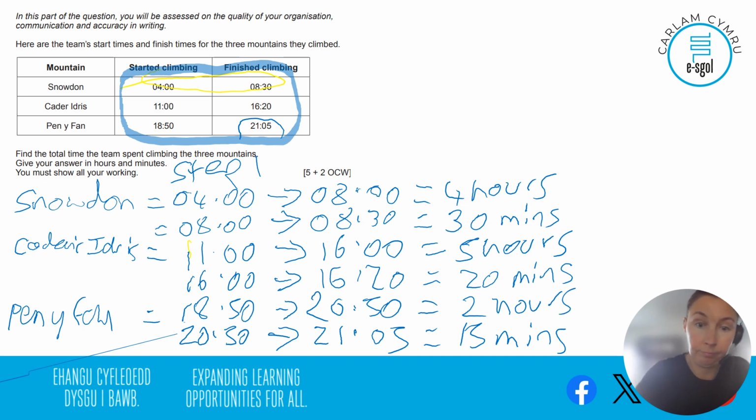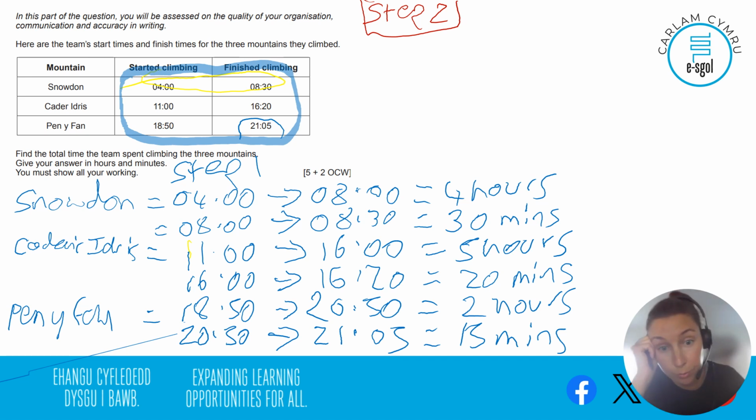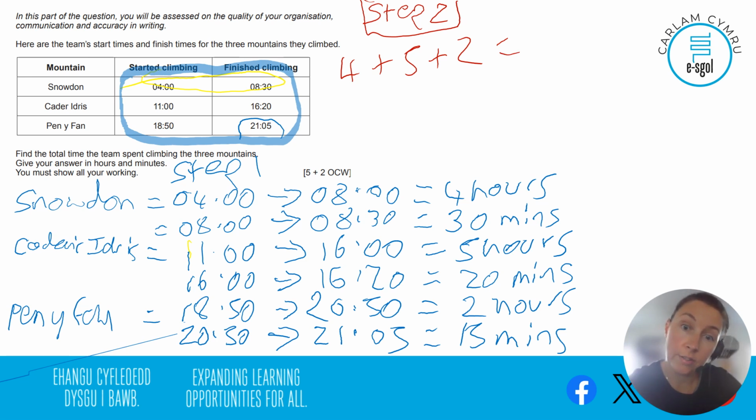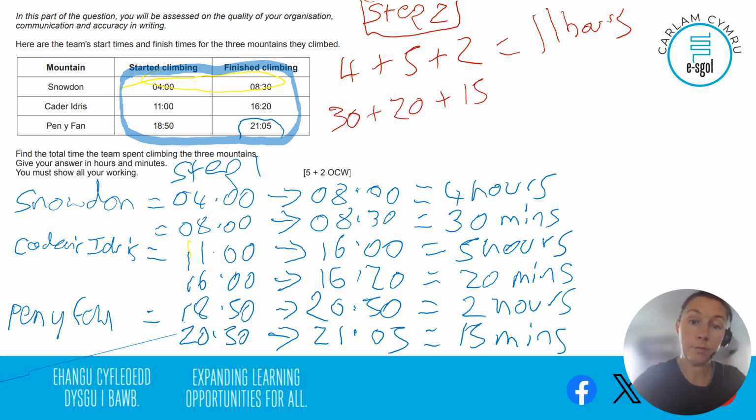Step 2. I'll choose a different colour for this step. There's only 2 steps in this question. Now we're going to answer how long did it take to do all 3 mountains. We've now worked out hours and minutes. So we firstly need to add the hours together, which is 4 plus 5 plus 2. Obviously all this you'll be doing on the calculator, but this is how you write it down for those extra marks. 11 hours. And then we add the minutes, which is 30 plus 20 plus 15.